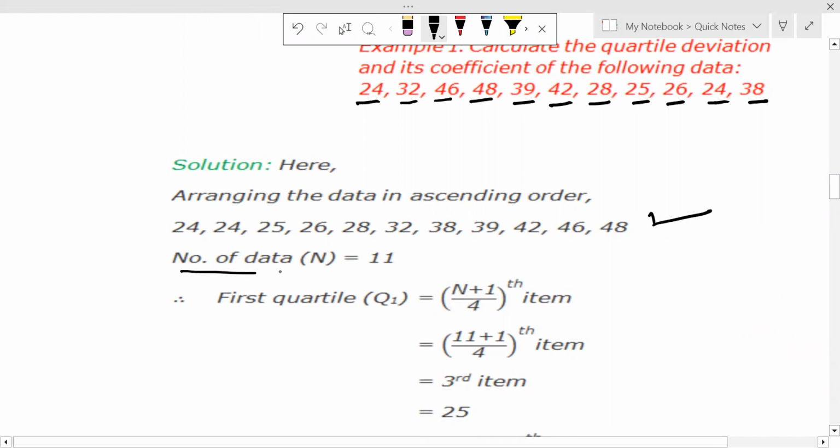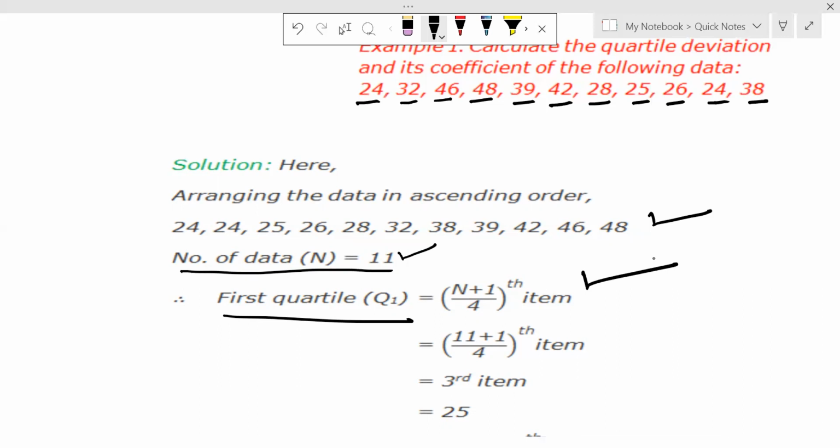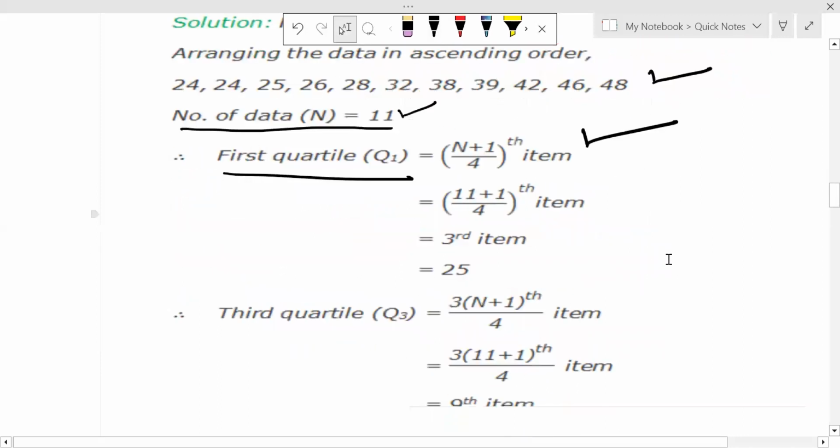Then what are the observations? n is equal to 11. What is the first quartile? It is the (n plus 1) by 4th observation. Here n is 11, so 11 plus 1 by 4 is the third item. What is the third item? 1, 2, 3. So 25 is the Q1 value.